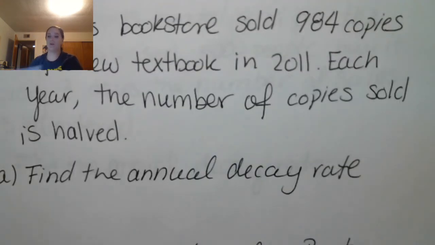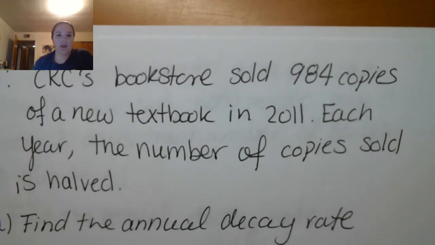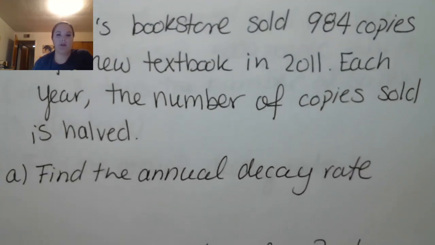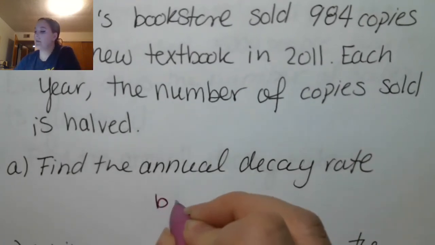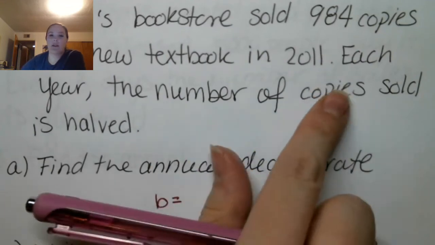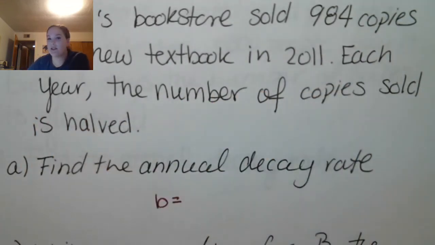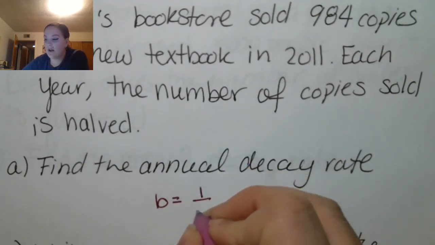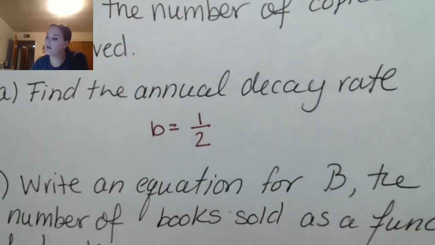Let's look at another example of exponential decay. CRC's bookstore sold 984 copies of a new textbook in 2011. Each year after that, the number of copies sold is halved. Okay, so find the annual decay rate. It says every year the number of copies is halved. So that means that the decay rate is going to be half.